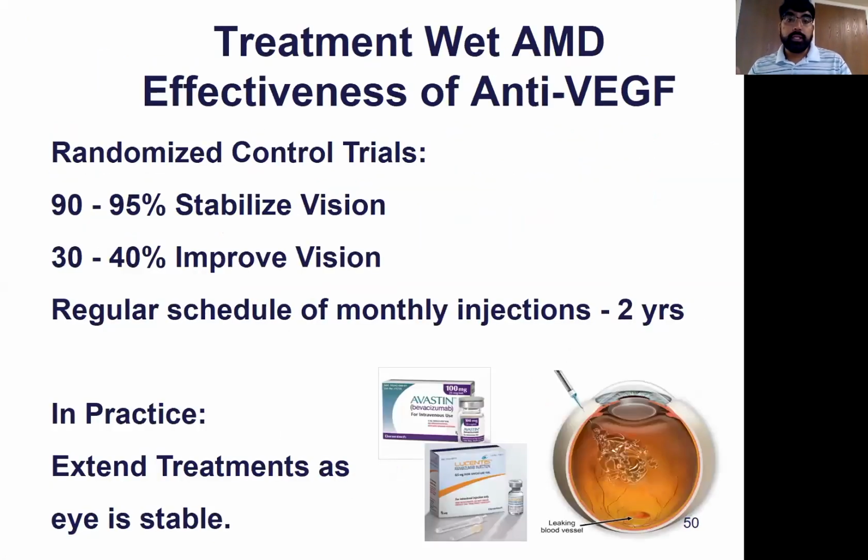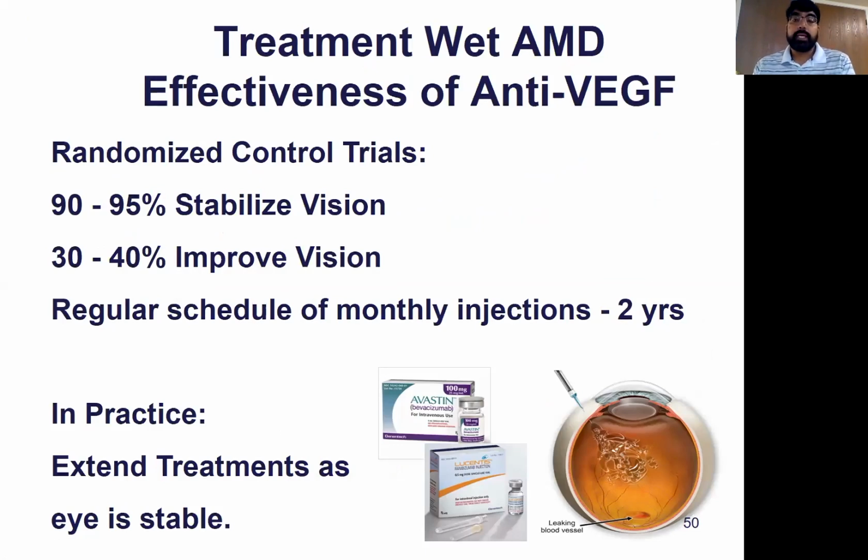So the studies that looked at the injections of the medicines include Avastin, Lucentis, Eylea. These are some of the brand names for them. It's been shown to be very effective. The randomized controlled trial that was done over a decade and a half ago shows that in 95% of people, vision was stabilized, and in about 30 or 40% of people, vision improved, and monthly injections may be needed for 2 years to achieve these results, as that's what the study did.